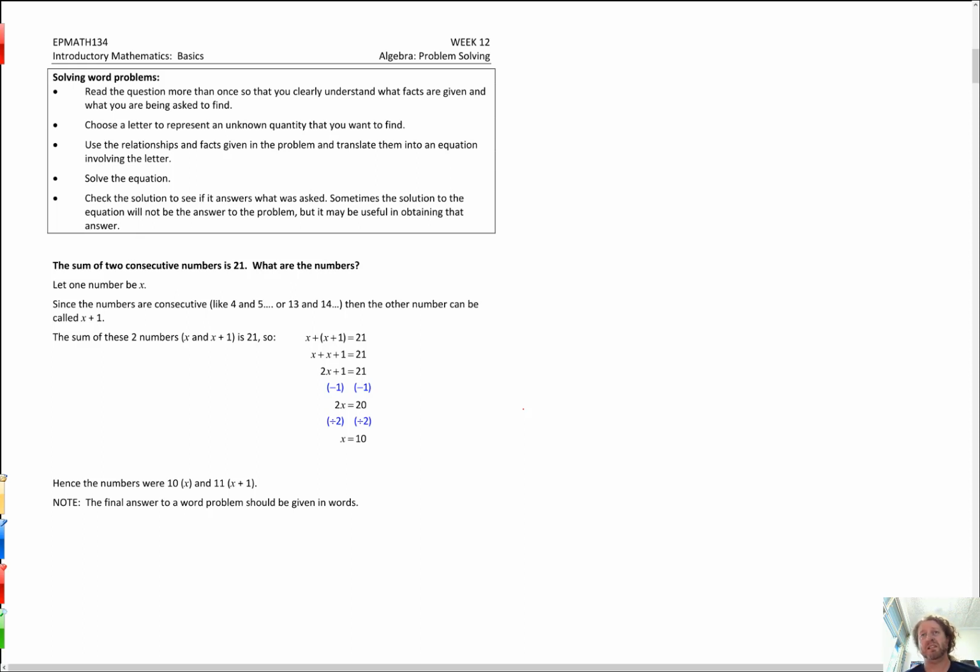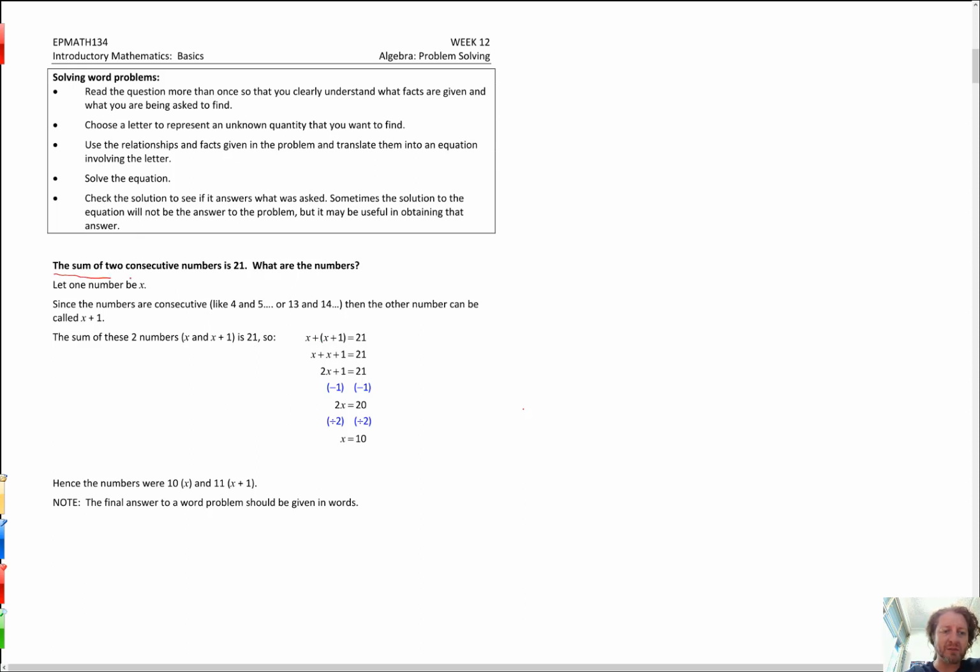I could have said let the bigger number be x and the other number be x minus 1. Yeah, I could do that. I think it's pretty natural to go forwards, but I've chosen x and x plus 1. Now the question says that the sum of these numbers is 21. What's the sum of an x and an x plus 1? Well, that's what I've done here. x plus (x plus 1) must equal 21.